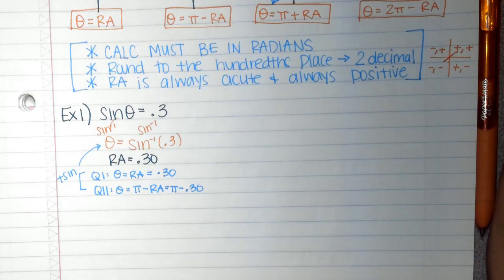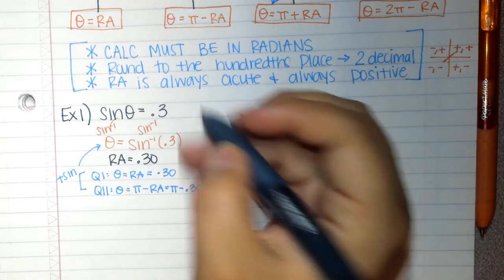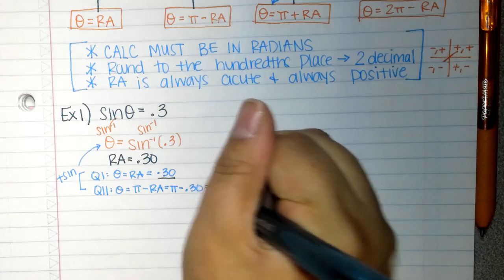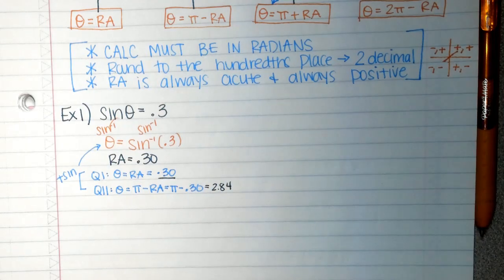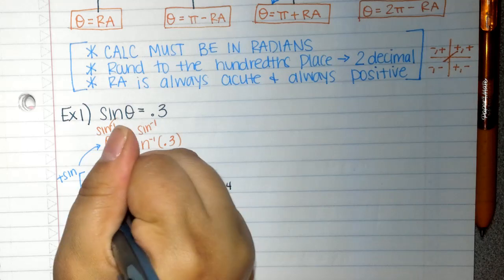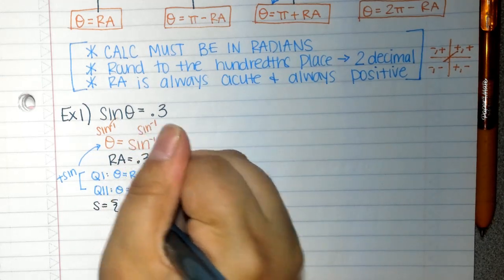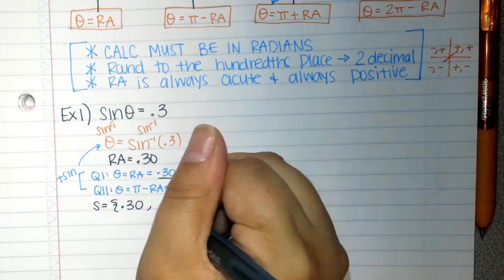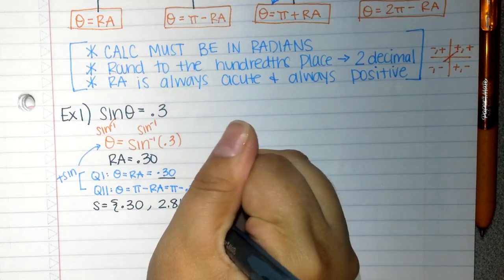In your calculator, because I set it to A, you can just do pi minus A. If you don't set it to anything, you have to copy it. And what do I get for that one? 2.84. Okay. So my answer here is 0.3 and 2.84. And don't forget to put it in solution sets. 0.30 and 2.84 is my answer.